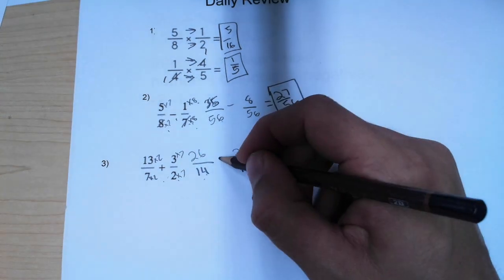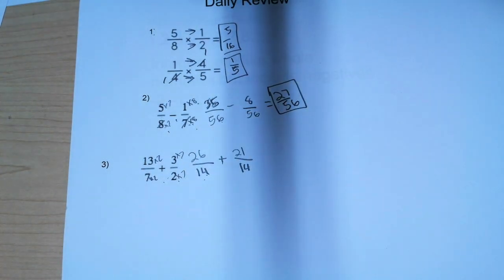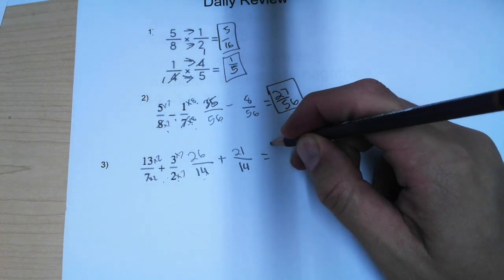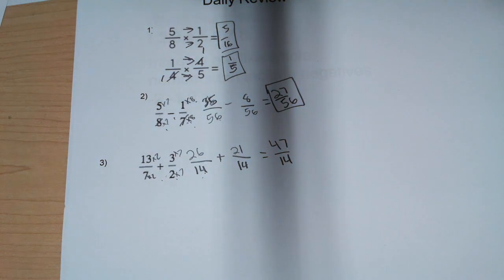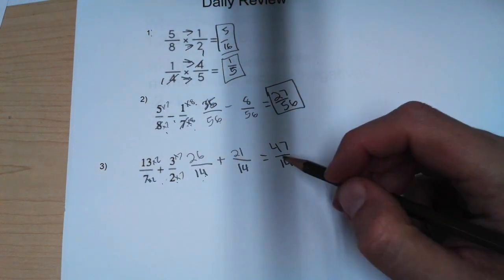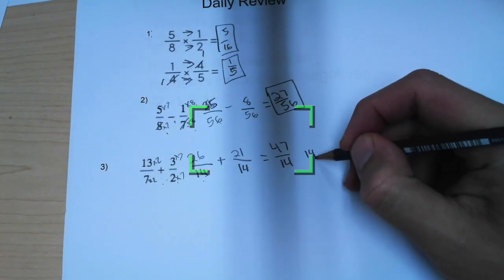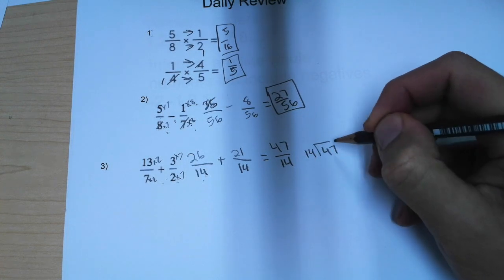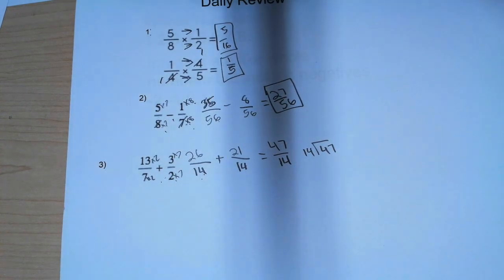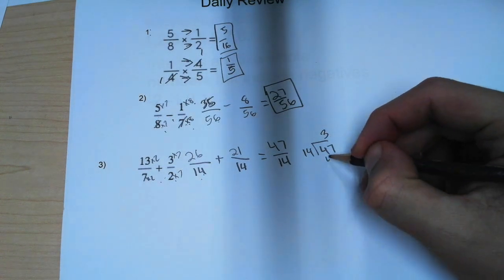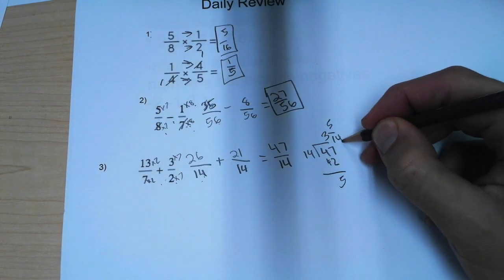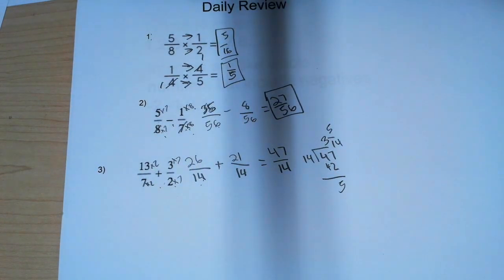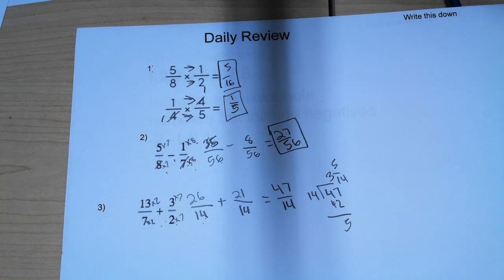Now we have an addition sign, so we need to add the tops. We don't want to leave it as an improper fraction, so we'll go ahead and divide 47 by 14. 14 times 3 is 42, with 5 remainder. So the answer is 3 and 5 over 14. That was it for our daily review.